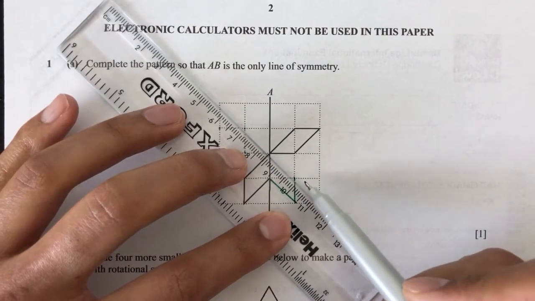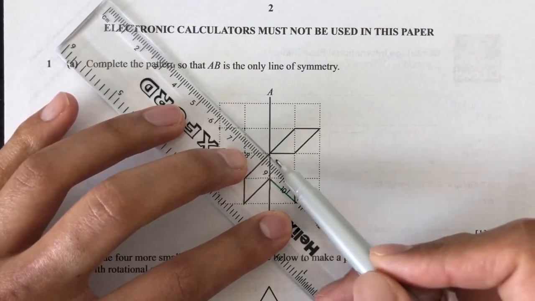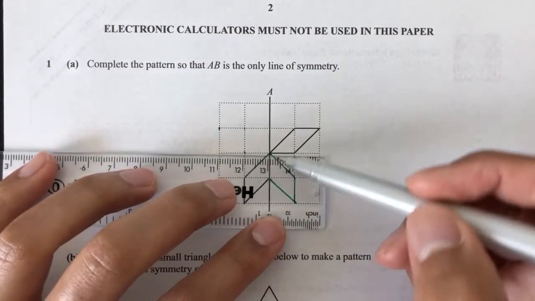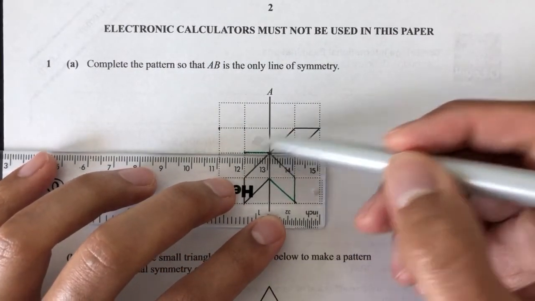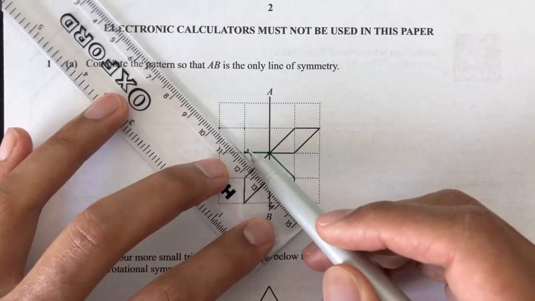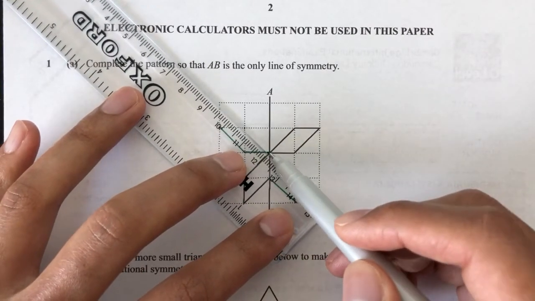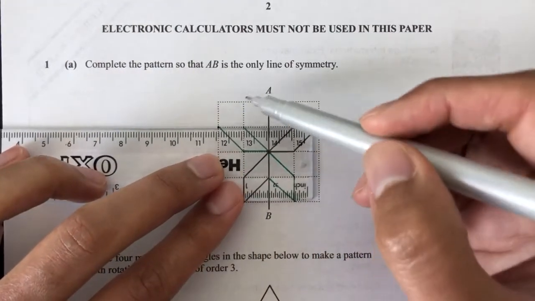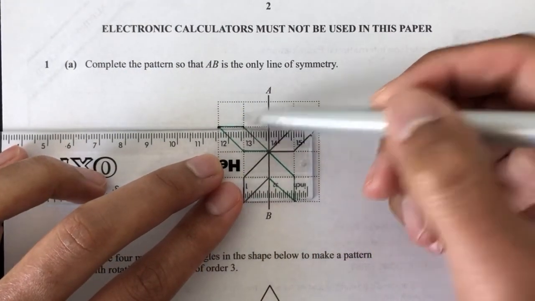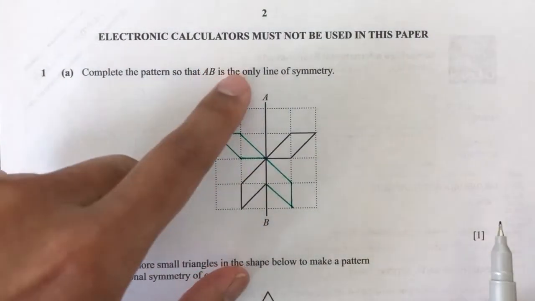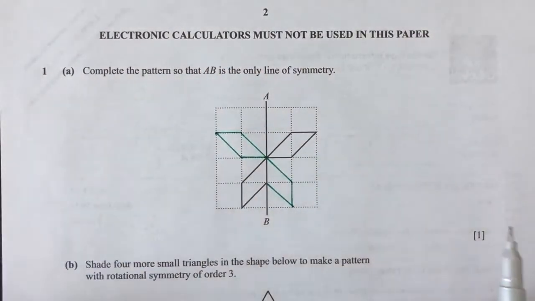So you have the line of symmetry as AB. Okay, this is good, and this is joining these two. Needs to be like this. Okay, so that's it for the first one. As you can see, it's a reflection on the line AB.